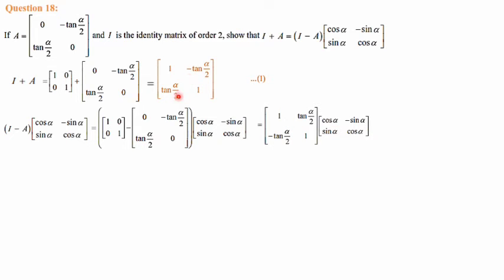This is what we need because we have to prove that the left hand side and right hand side are equal. The left hand side we simply calculated, and when you check, the right hand side is in a different format. On the left hand side we need only 1 and tan alpha by 2, and on the right hand side 1 and tan alpha by 2 are there in the first matrix, but the other matrix has cos alpha, sin alpha, cos alpha.